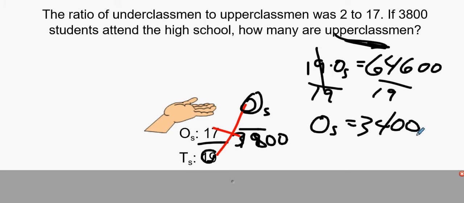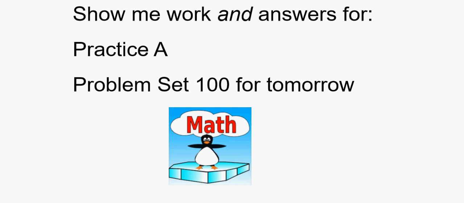Does that make sense? Considering the original problem. For every 2 students that are young, there's 17 that are old. If there's 3,800 complete enrollment students, well, that means I have 400 younger, 3,400 older, right? You have practice A and problem set. Show me the work. Ask me questions.